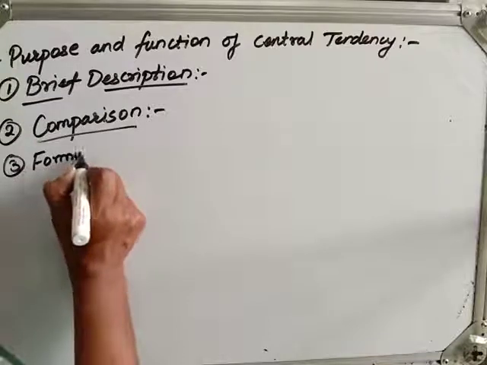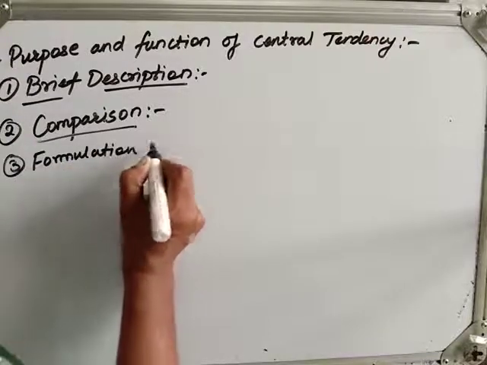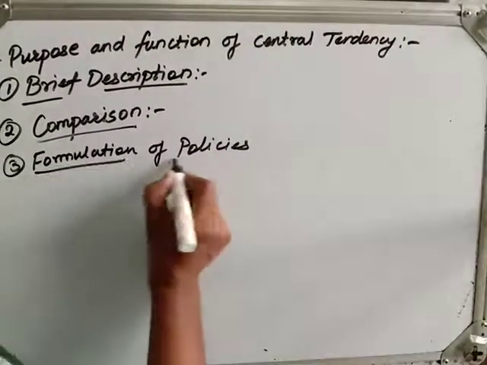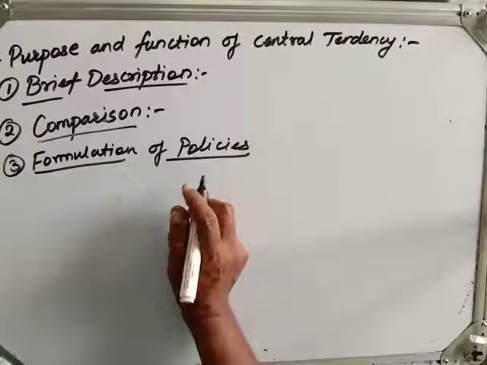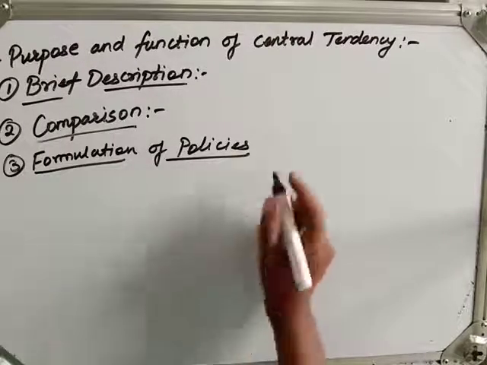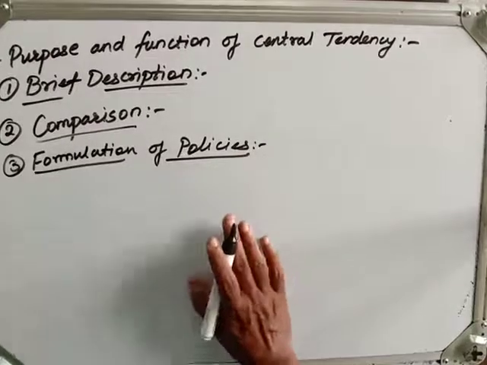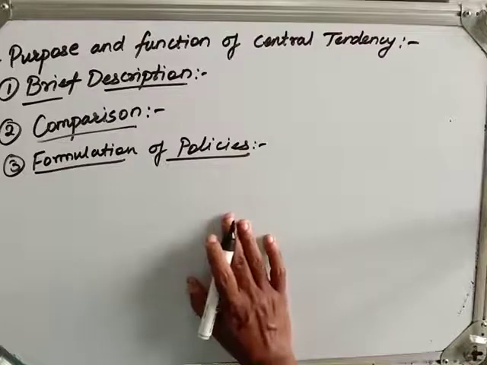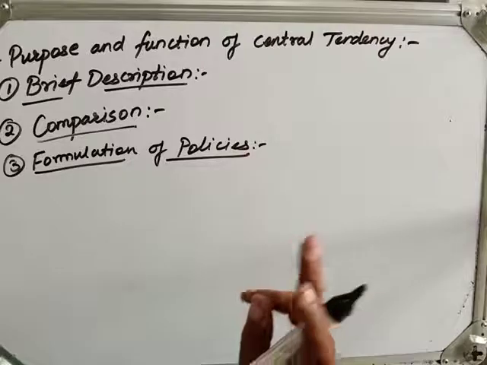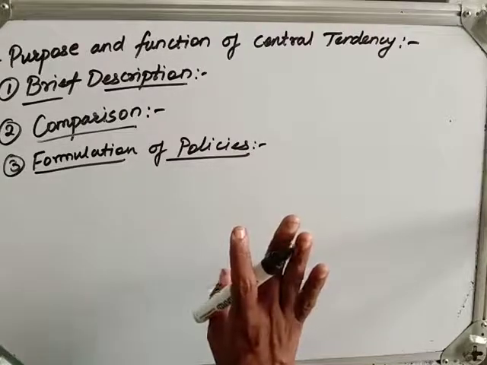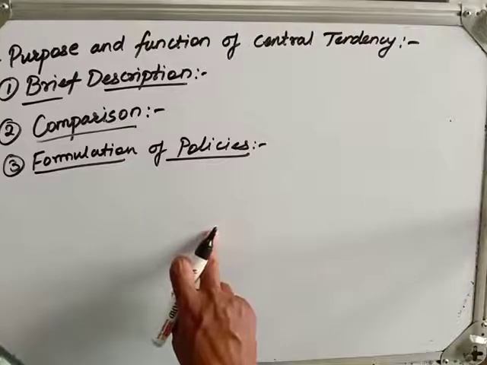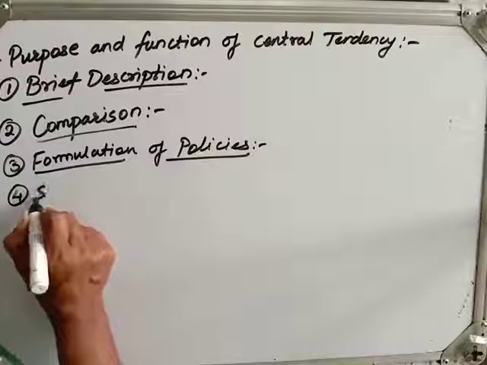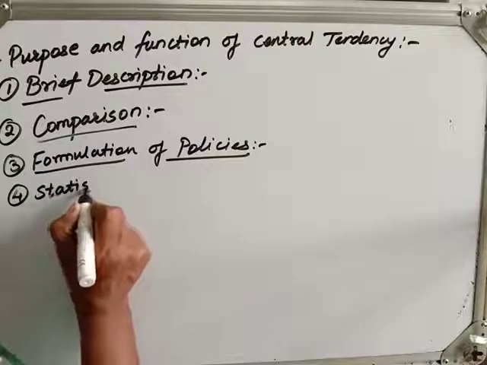Similarly, the next purpose is formulation of policies. Most of the policies are designed after computing the averages. For example, companies design their policies by taking the data of the last 5 years, find their averages and see whether there is any increase in profit or not, and according to that they can design their next policies.